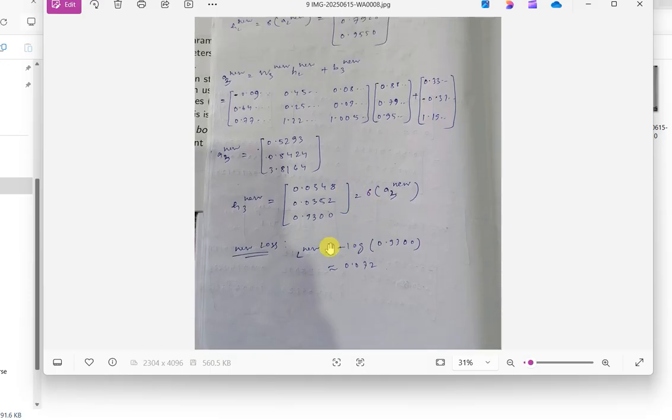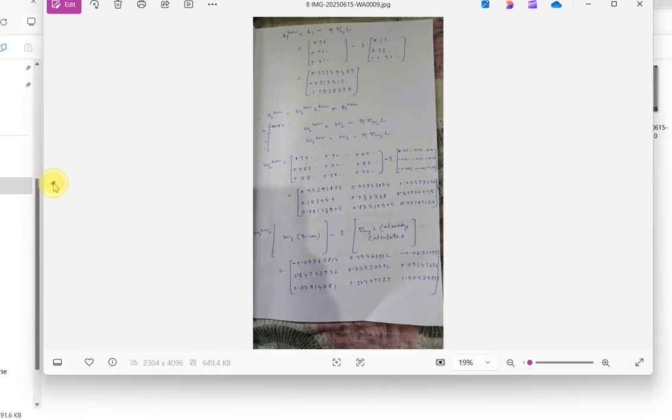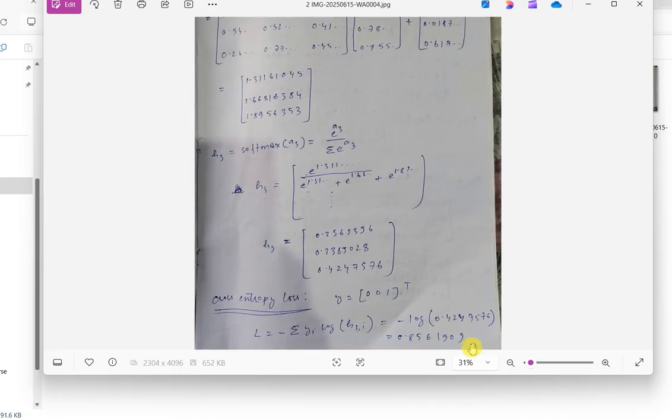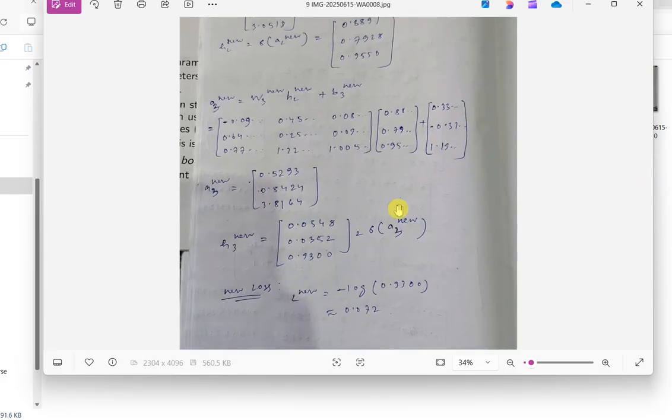Now, what will be our new loss? The new loss will be minus log of the value where the label was 1, the third one, so 0.93. And here I have not written 1 because multiplying by 1 is the same. That's not going to change anything. So this will be 0.072, and you can clearly see the loss value has decreased. If we look at the previous loss, it was 0.856, and now the new loss is 0.072. So there's a huge improvement. So thank you.